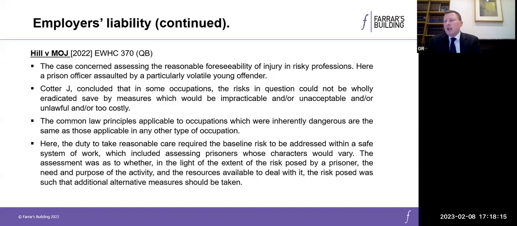And in the case of Hill, this principally concerns the reasonable foreseeability of injury in risky professions. And so Mr. Justice Cotter concluded that obviously there are some occupations where risk can't be wholly eradicated. The ordinary principles applicable to any type of occupation are applicable to inherently dangerous ones, and there's a duty to take reasonable care in assessing a baseline risk that's addressed within a safe system of work that has various parameters of levels of risk attached to it. For example, here, assessing prisoners where their characters, their volatility might vary. There isn't a duty to assess an enhanced risk in every case.